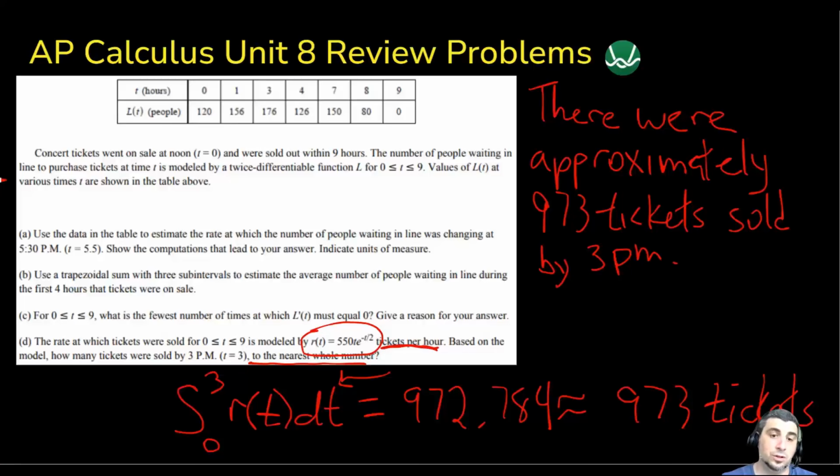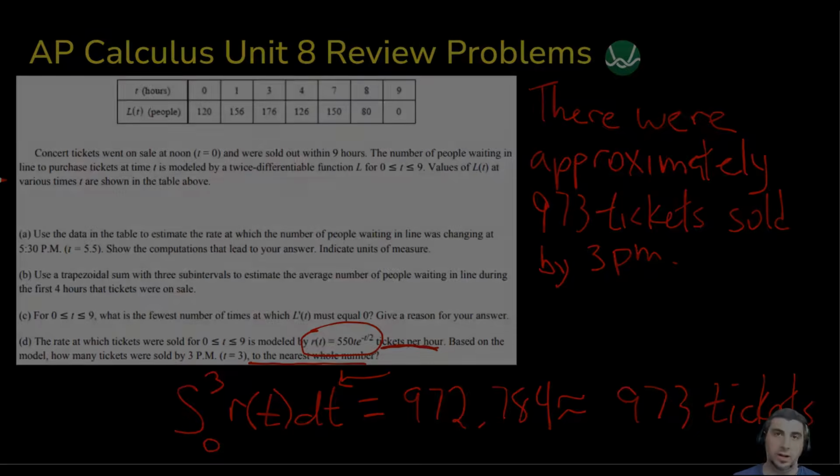And there you go. You get 2 points for this one, 1 point for the correct definite integral, and 1 point for the correct answer. Make sure you include your units. General rule of thumb, if the problem has units, make sure you put units on your answer.